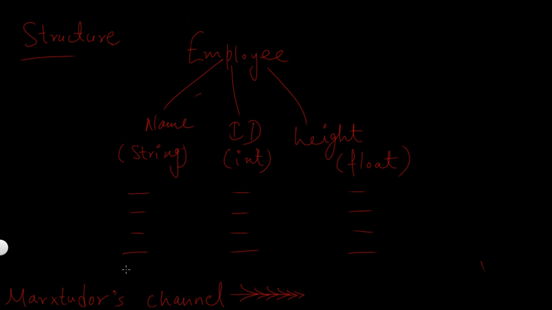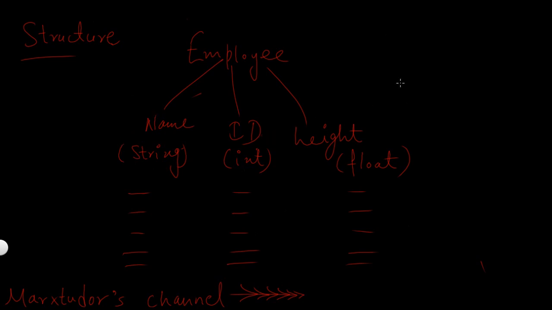Each employee has got a name, ID and height. Now this array named imp will allow me to store 100 values of type int. This array cannot store values of type string and values of type float. For that I have to create two separate arrays. And I don't want to create two separate arrays. I want to store data of different types under the same name.